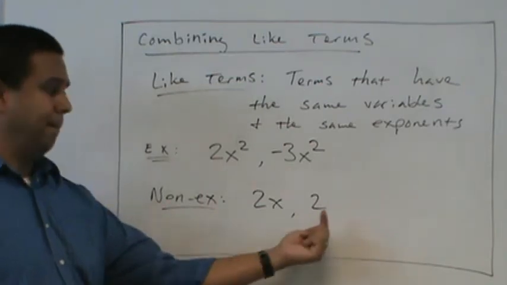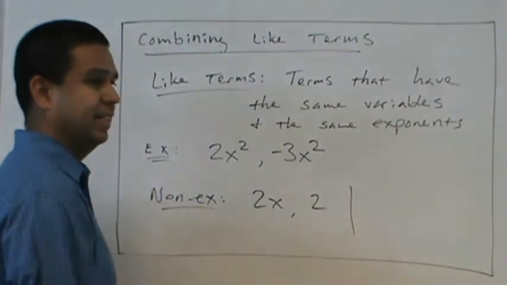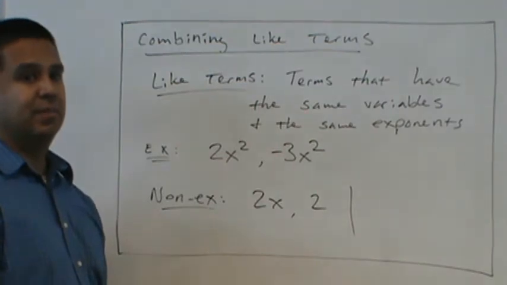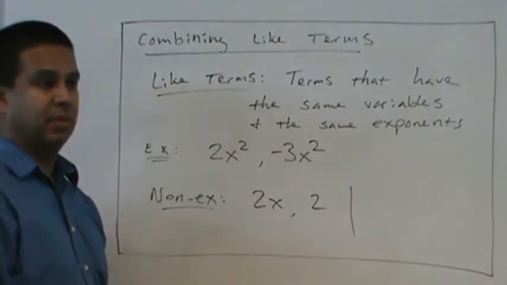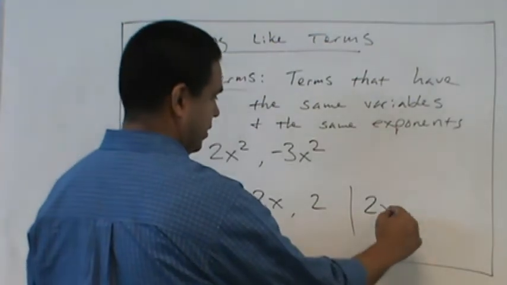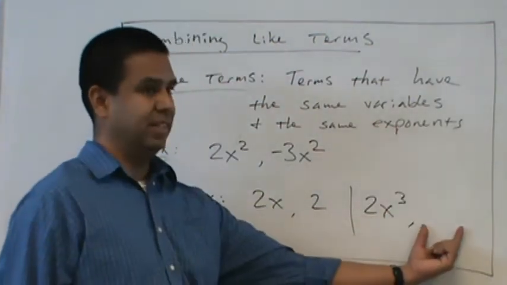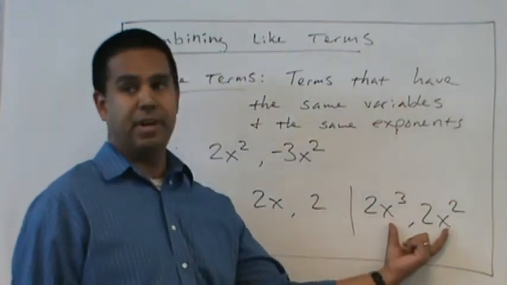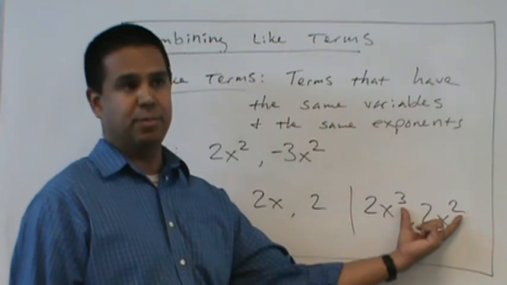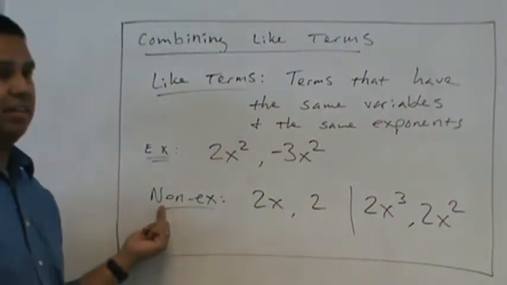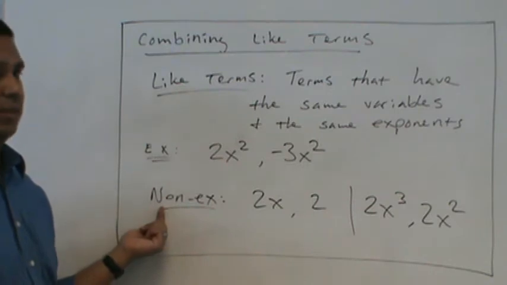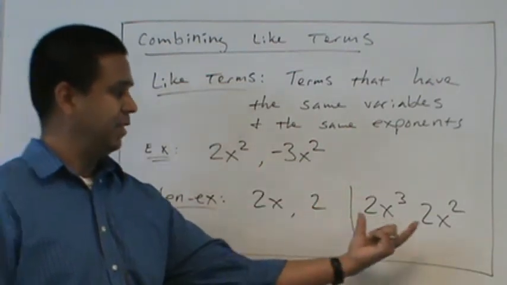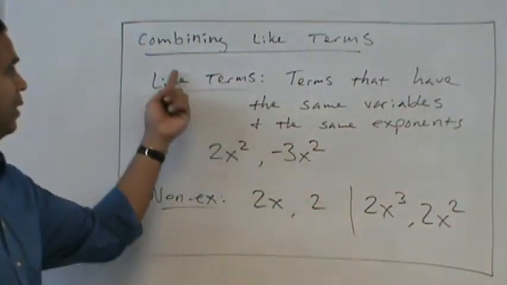Okay. What would be another one? Another example. Two terms that are not like terms. Let's try 2x to the third power and 2x to the second power. They're the same variable, but they're not the same exponent. So these are not like terms. For them to be like terms, they have to have the same variable, same exponent. These do not, so we would not be able to combine those.